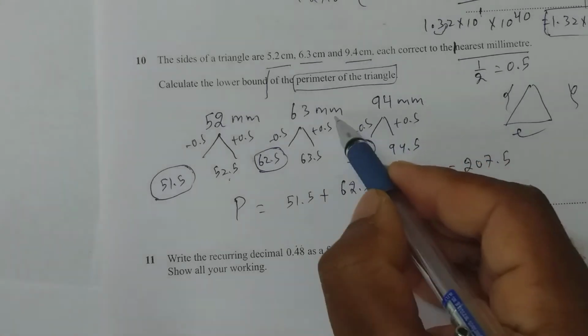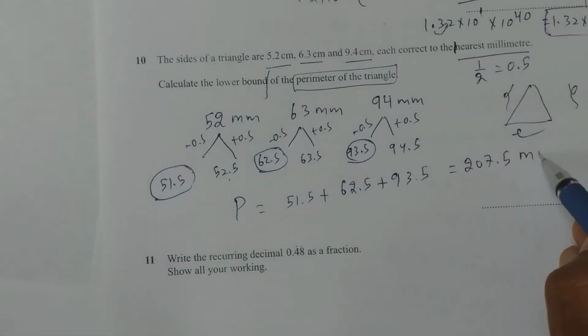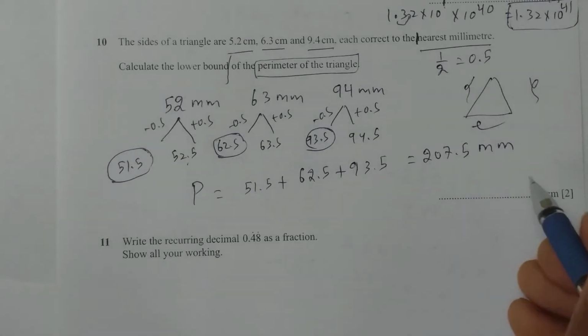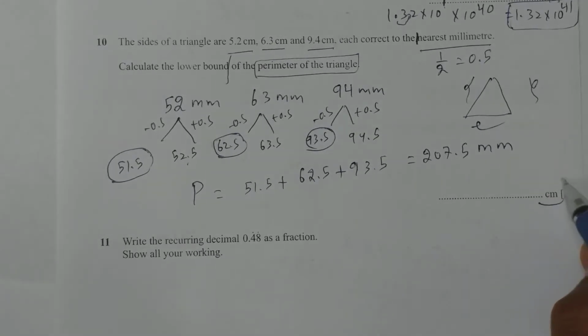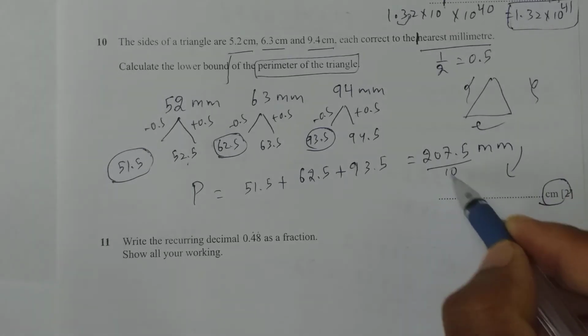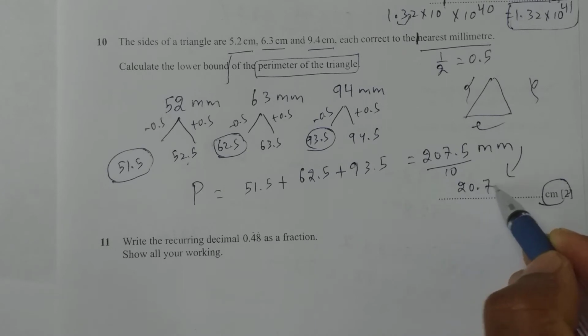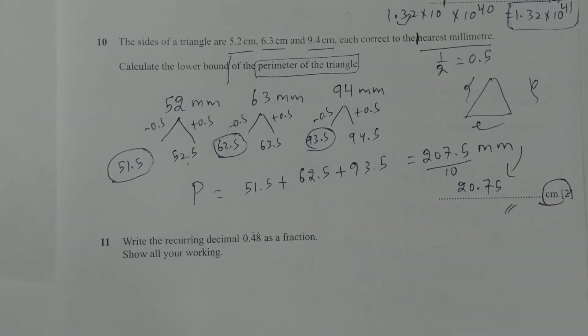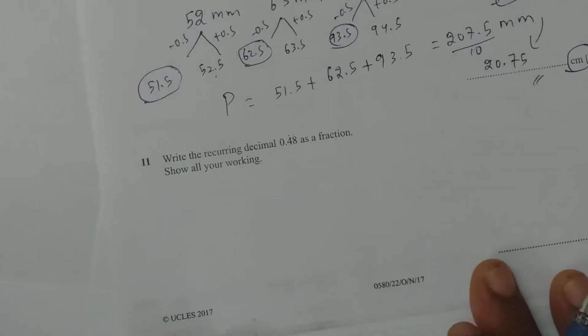Since you have taken all in millimeters, this you will also get in millimeters. Now look at the units, it's in centimeters. So to change millimeter to centimeter, divide by 10. So it becomes 20.75 centimeters. Did you understand? Yeah, now next one.